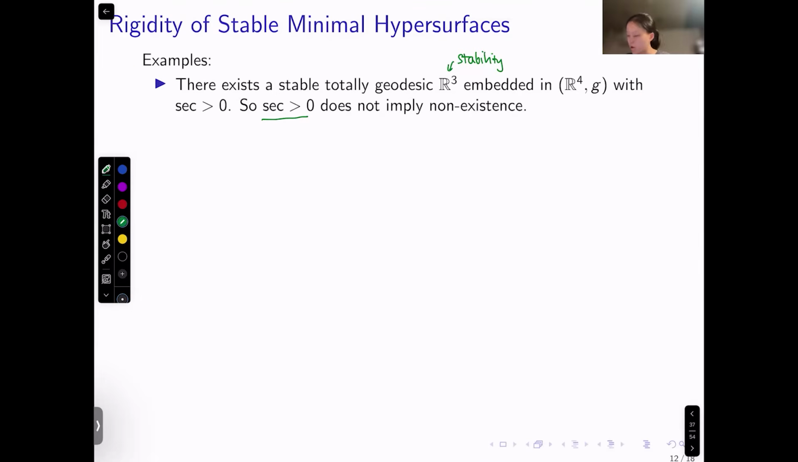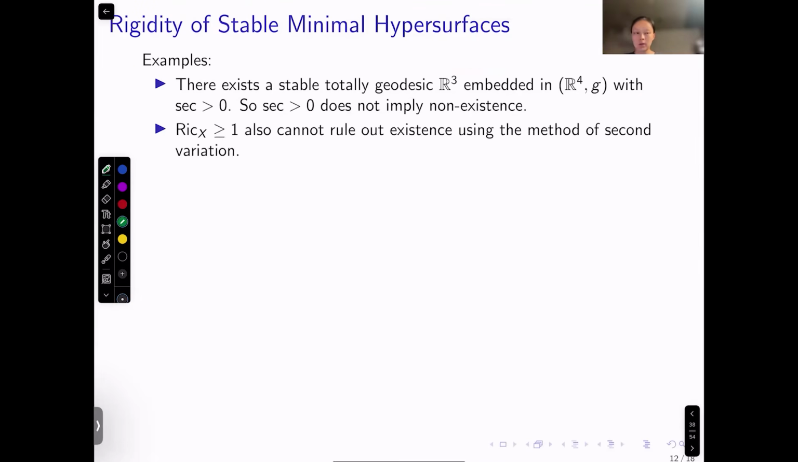And another example is that you can find a manifold where Ricci is uniformly bounded in a small neighborhood, but then you can also map a non-compact stable minimal hypersurface into that region that wraps around so many times so that it's still stable.